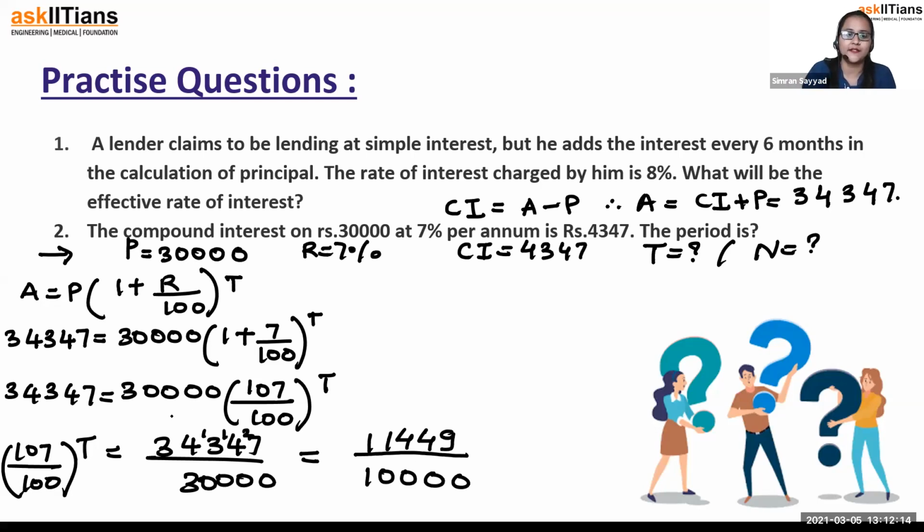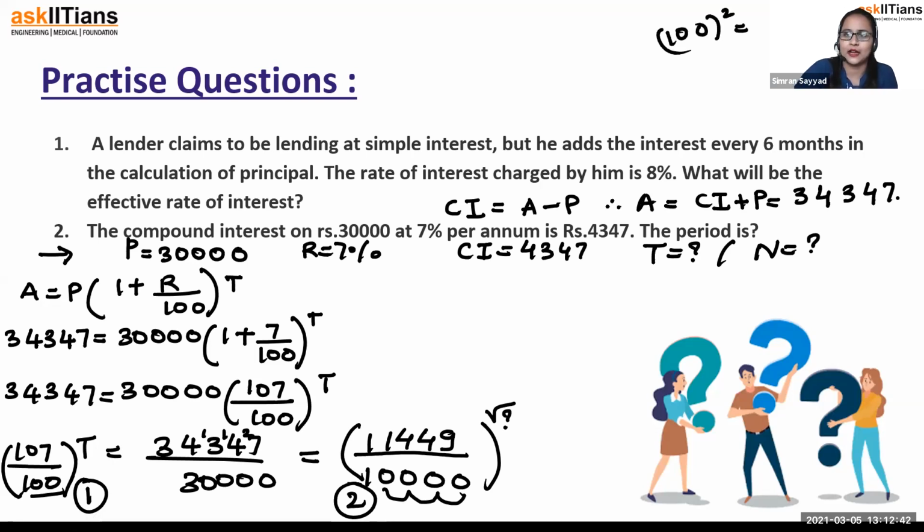If I compare both of them, this is my first part and this is my second part. This should be the square of something. Looking at this, you can see there are 2 zeros here and 4 zeros there, so it may be a square. We know that 100 squared is 10,000. Now we have to check what 107 squared is. We'll quickly get it here only.